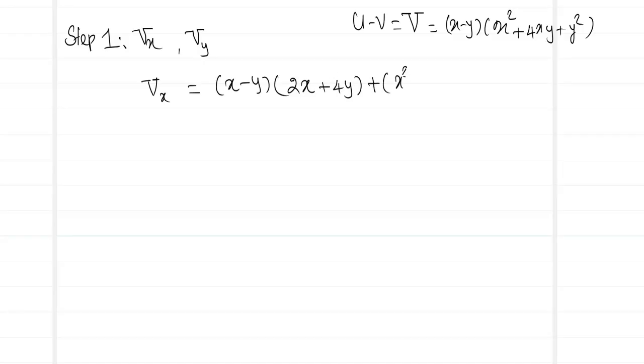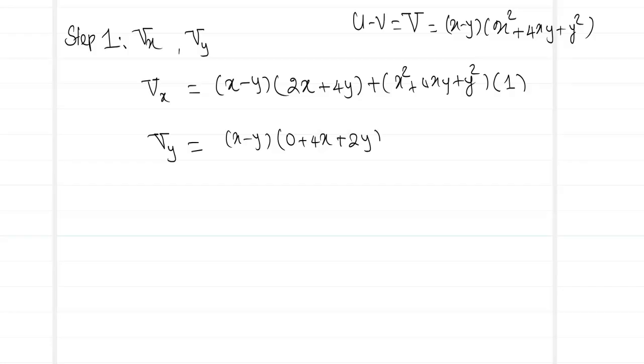Plus keep the second term, x square plus 4xy plus y square, as such, and then you will have to differentiate the first term with respect to x. So this becomes 1 and y becomes 0. Next, I go for the derivative of v with respect to y. With respect to y, keep your x minus y as such, differentiating the term with respect to y, 0 plus 4x plus 2y. So the second term will be x square plus 4xy plus y square into x minus y, which on differentiation with respect to y gives you minus 1. So my step 1, which is the derivative, is obtained.